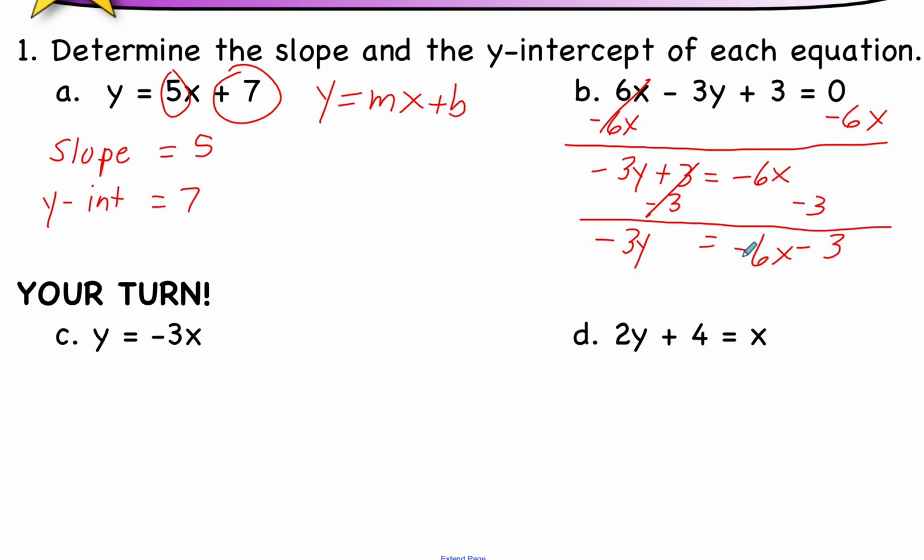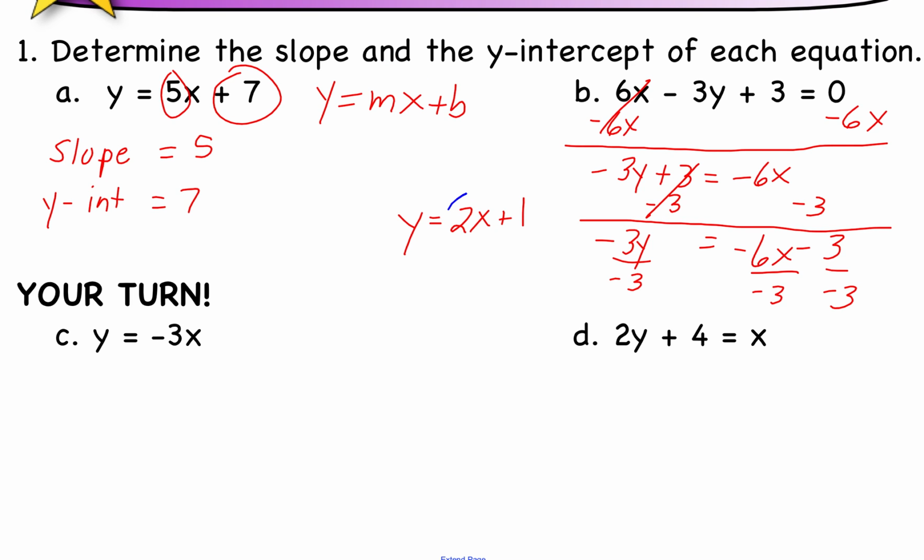A lot of negatives here. Then we're going to divide everything by negative 3. Every single term by negative 3. And this will give us the equation y equals negative 6 divided by negative 3 is positive 2. We have our x term. Negative 3 divided by negative 3 is a plus 1. So now we can find the slope and the y-intercept. Our slope is 2, so that represents our slope. And our y-intercept is plus 1. And there you have it. So you can do letters C and D and bring those answers to class.